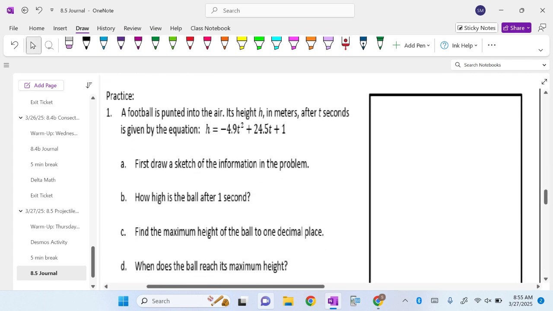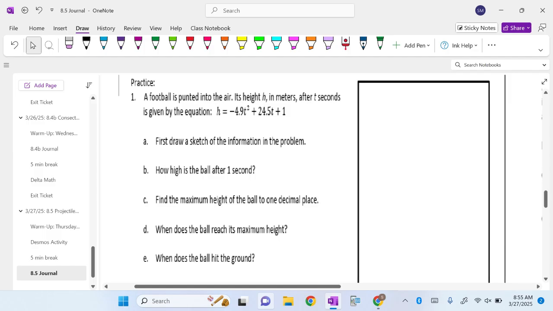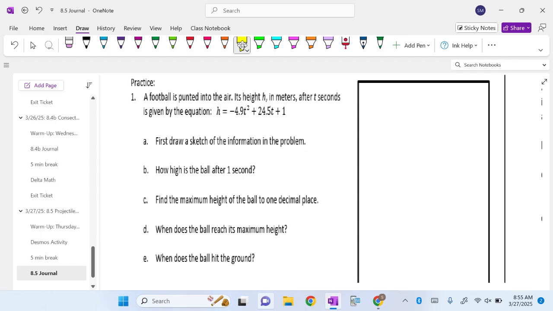So let's at least get one problem in. A football is punted into the air. Its height, h in meters, after t seconds is given by this equation. So the height is in meters, t is in seconds.